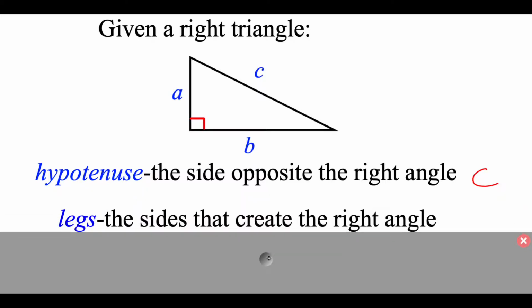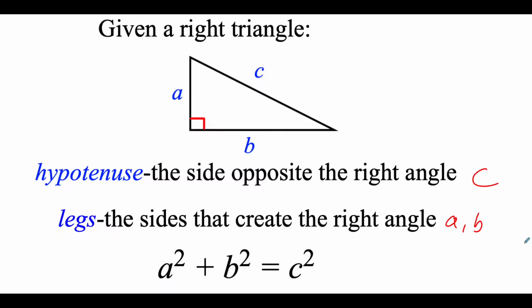Now the other two sides, those are called legs. So the legs are the sides that form the right angle. So side A and side B form the right angle, so they're the legs. Now the Pythagorean theorem is really a relationship that relates the size of the legs to the size of the hypotenuse. It says that if you take that A leg and square it, and then add the B leg squared, that should equal the length of the hypotenuse, C squared. And when we're doing the Pythagorean theorem, the hypotenuse always has to be the C value.